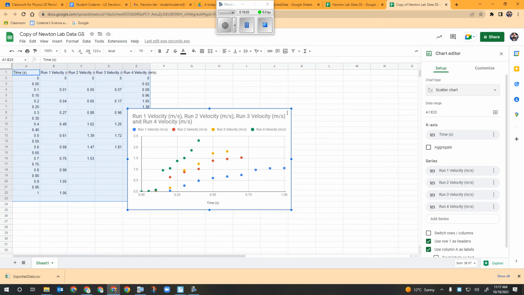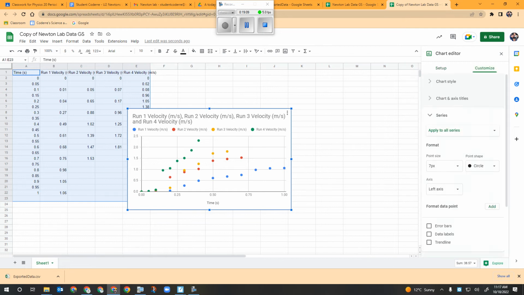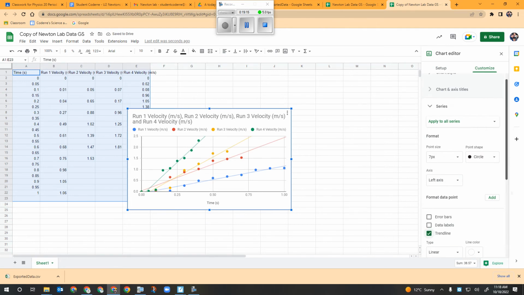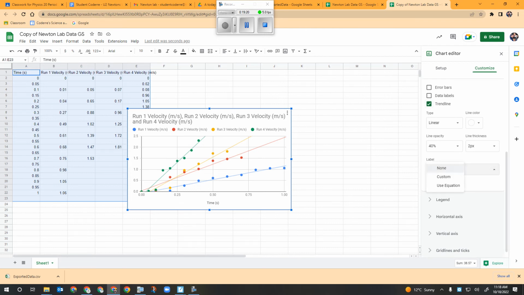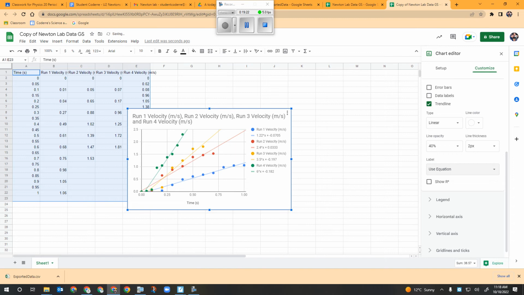Okay, and so you'll get a velocity versus time graph that looks something like this. You'll go to Customize, go to Series. Make sure you get trend lines in there for each one, and you'll definitely need the equation for each line, because the slope of each one of these lines is the what? The acceleration, and you're going to need that.